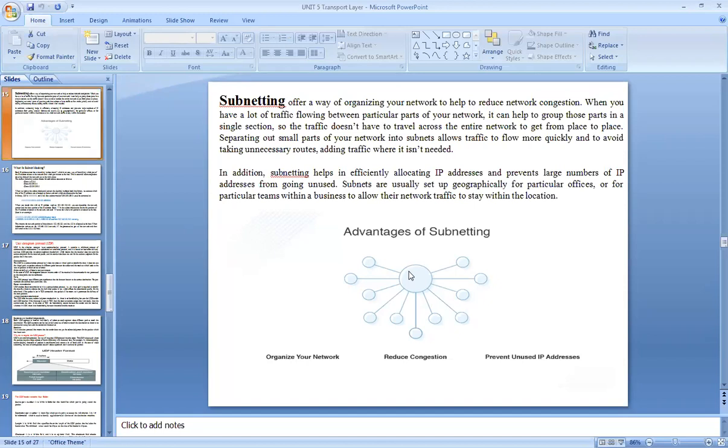Today we are going to start with the next topic, that is subnetting. Give your concentration over here. What is very, very important for subnetting?